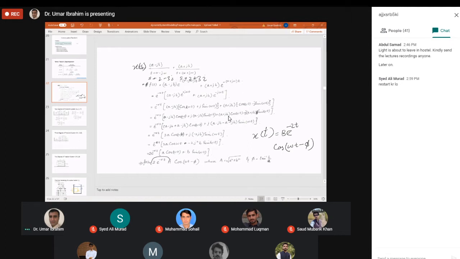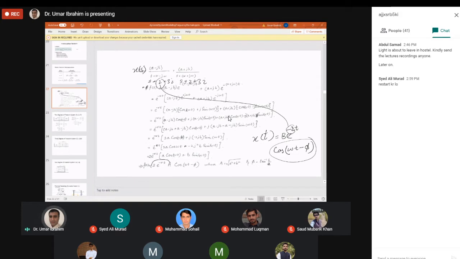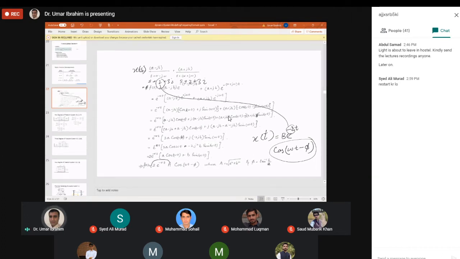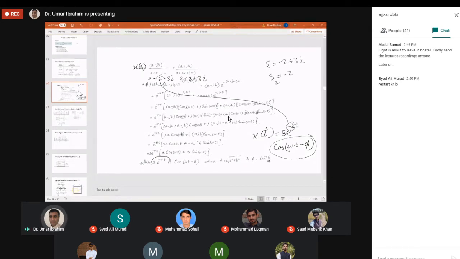Minus 2 corresponds to this. Okay, so this e raised to the power minus 2 corresponds to the real part of the root, the pole of the transfer function. Now, if the real part is negative, which in this case is where s is equal to minus 2 plus 3 iota, and s is equal to minus 2 minus 3 iota.